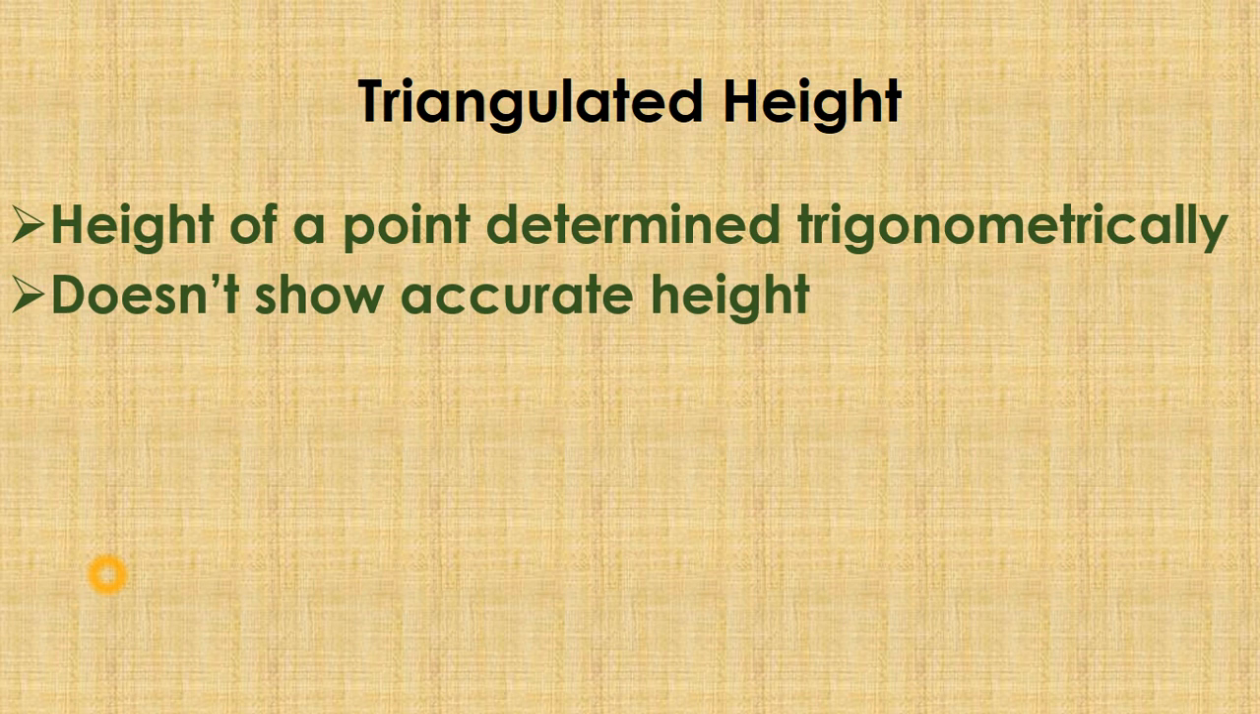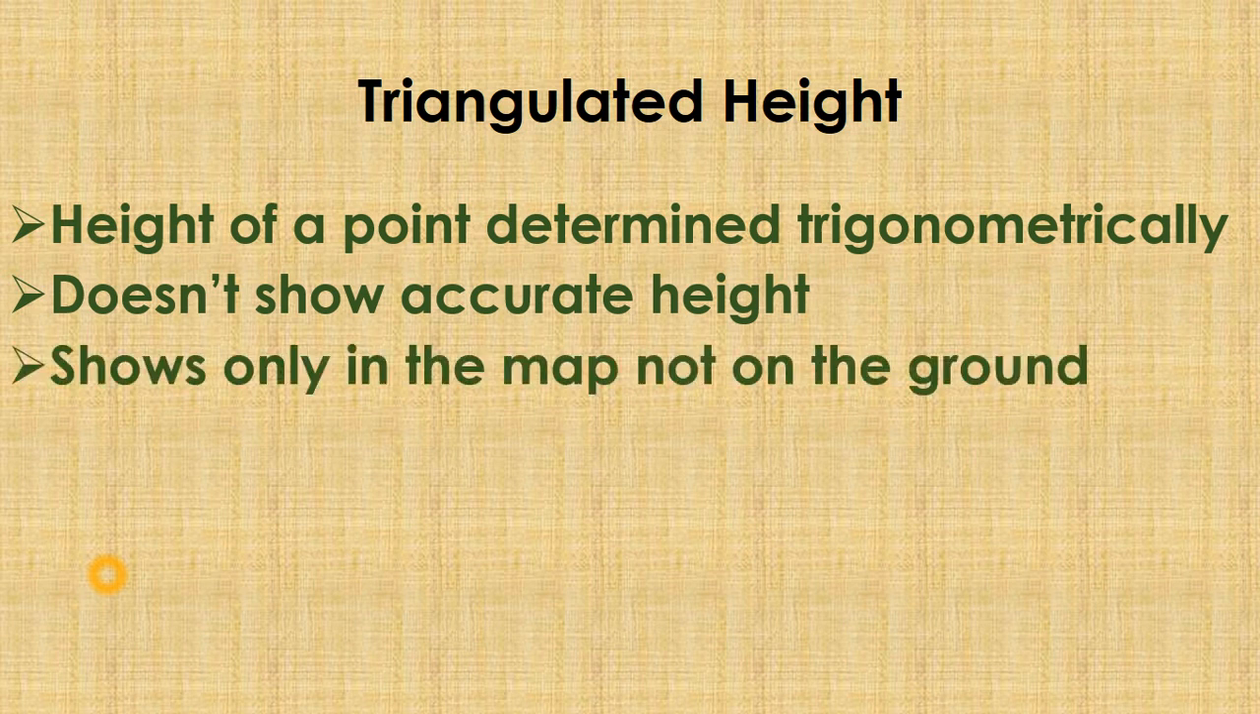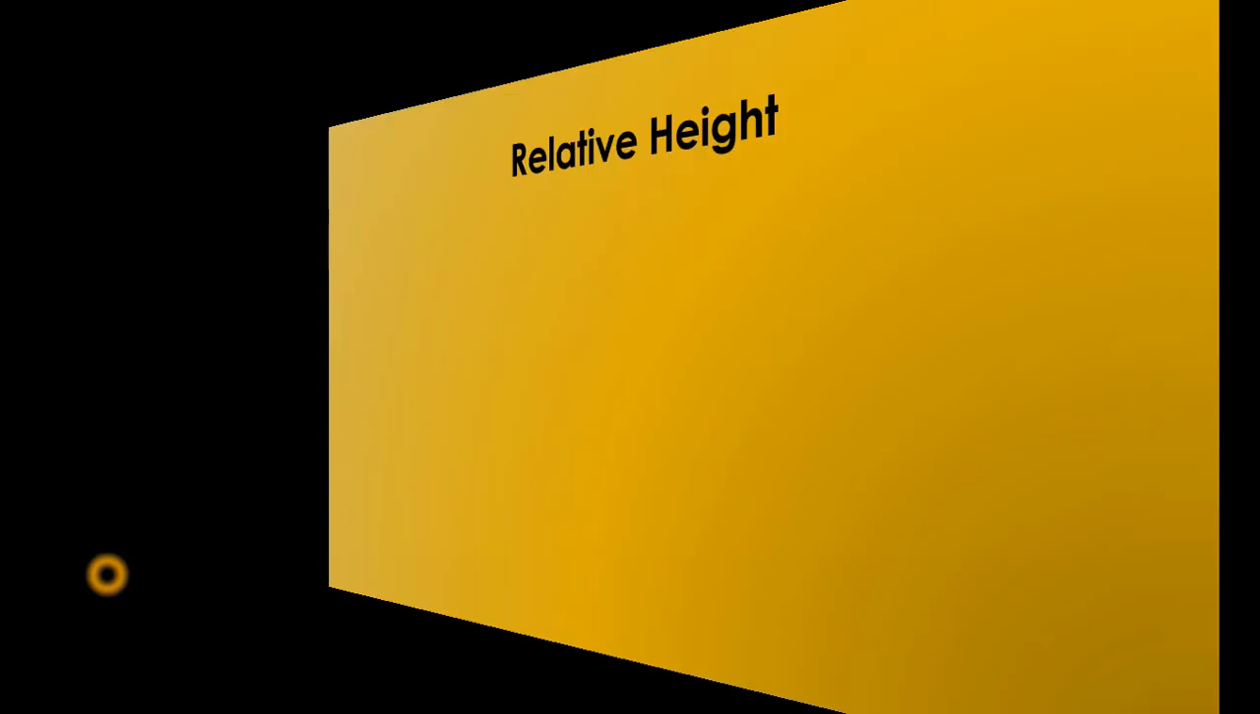So here whatever they get is the height they get by doing trigonometrical calculations. So the height may not be accurate. That's why triangulated heights are not accurate. They may be more or less the same with a very small percentage of error. So again, unlike a benchmark, it is not shown on the ground, it is shown only in the map.